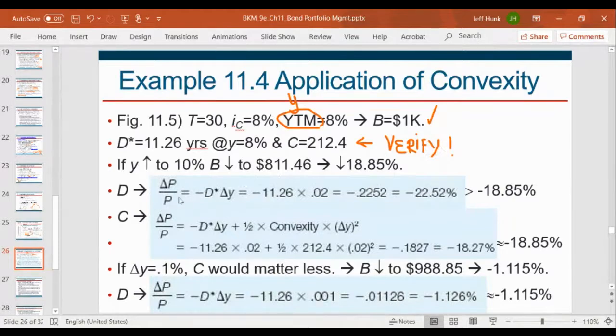Now, using duration, we simply multiply duration by the change in interest rate, which is 11.26 times 0.02, a 2% change. That comes to negative 0.2252, which is negative 22.52%.